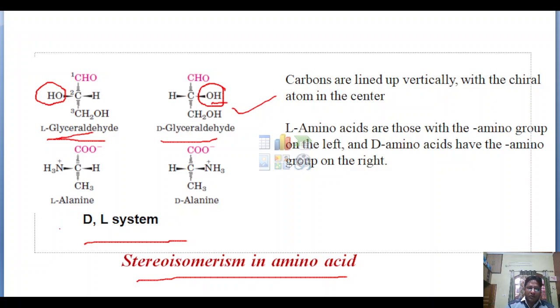If we see the analogy with amino acids, similarly here the amino group is on the left side, so it is an L amino acid, and here the amino group is on the right side, so it is called a D amino acid. In general, in proteins, L-type amino acids are found. So how do we identify? If the amino group is on the left side, it is L-alanine, and if the amino group is on the right side of the chiral carbon, it is a D amino acid, like L-alanine and D-alanine. The amino acids do not differ in their chemical nature, in their atoms, but only in their spatial arrangement. That makes different types of amino acids, and the proteins found in our biological system are also very stereospecific.